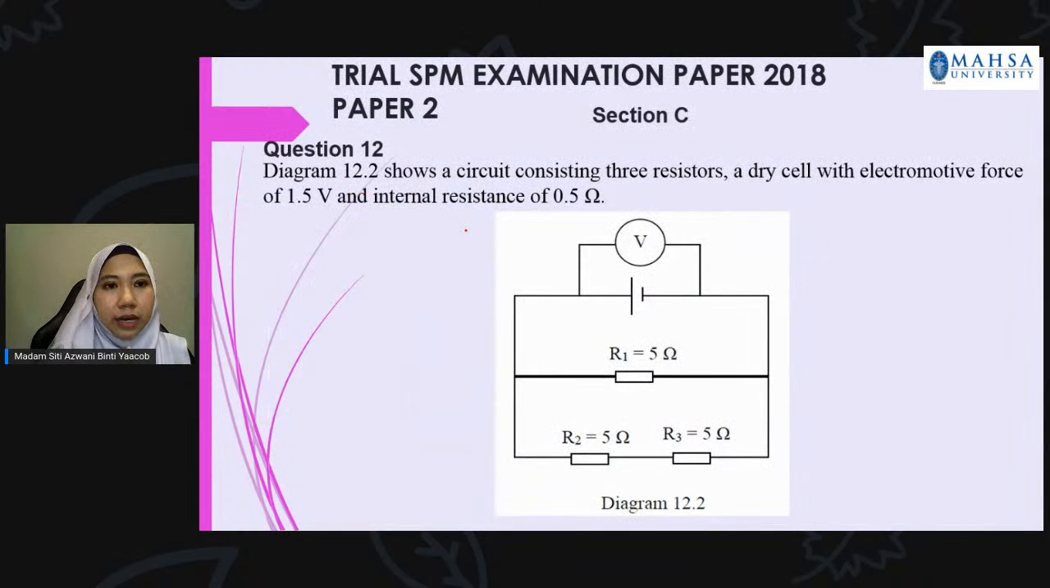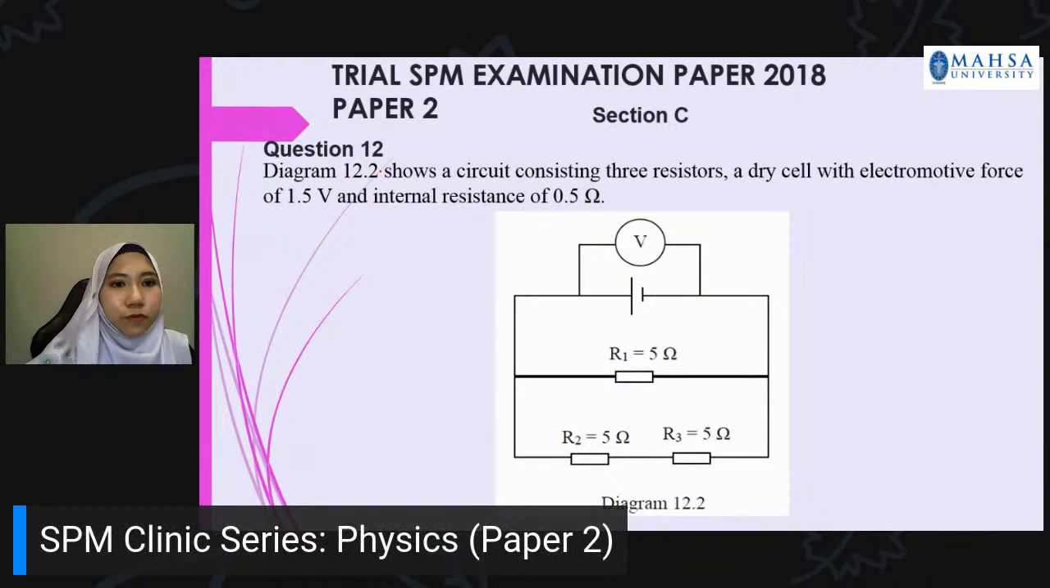Next, let's go to the question related to the previous concept. You have the electromotive force and also the internal resistance. So let's see how to apply the concept and the formula related to that topic. Here I have a trial SPM examination paper 2018, section C, question 12. Diagram 12.2 shows a circuit consisting of 3 resistors, a dry cell with an electromotive force of 1.5 volt, and an internal resistance of 0.5.